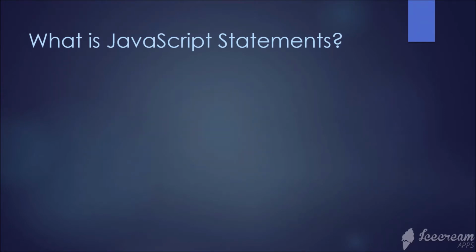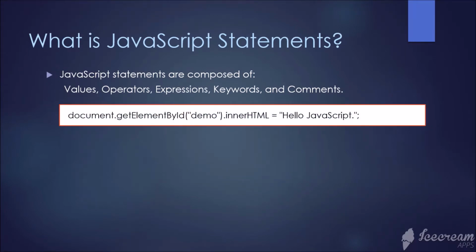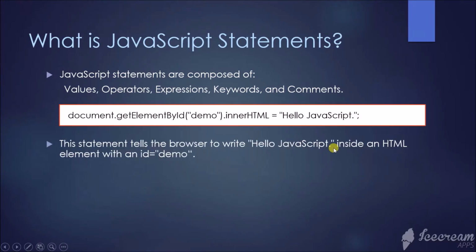Okay, so what are JavaScript statements? JavaScript statements are composed of values, operators, expressions, keywords, and comments. So we have here our sample of a statement. These statements tell the browser to write "Hello JavaScript" inside an HTML element with an ID of demo.